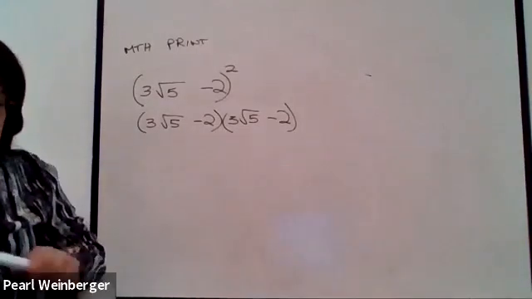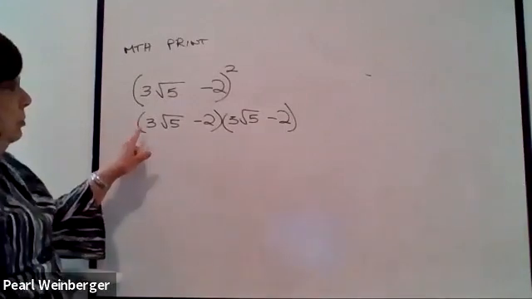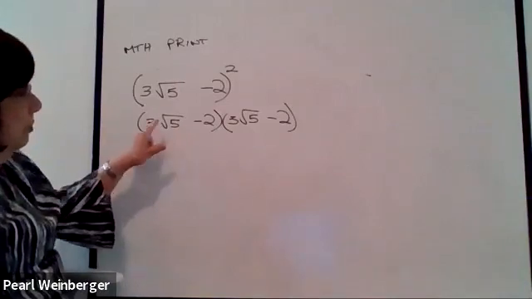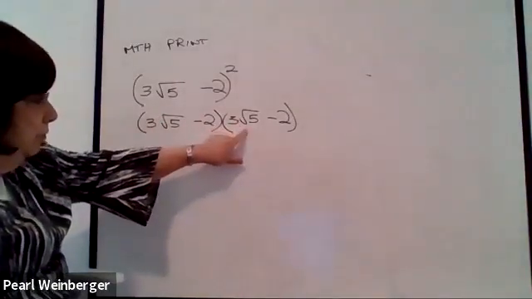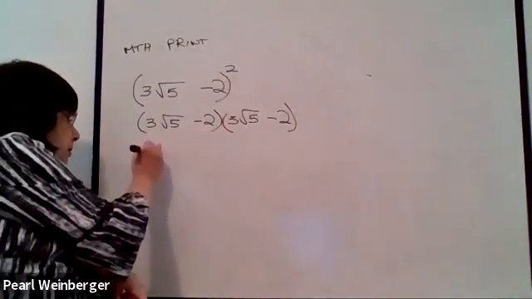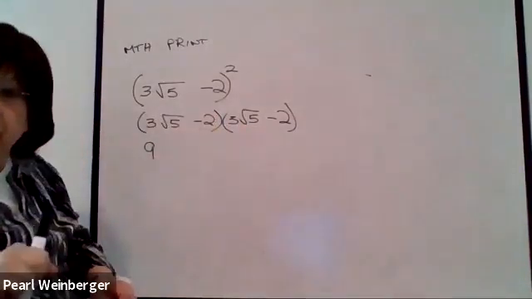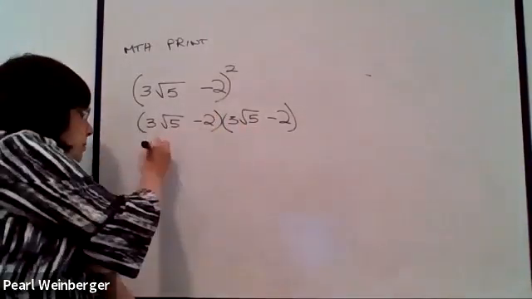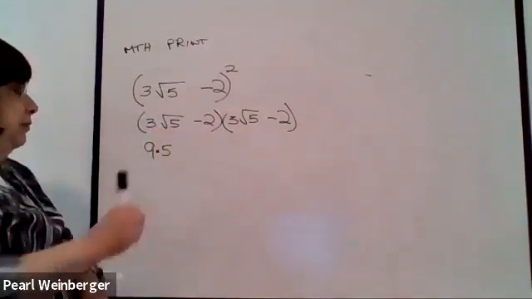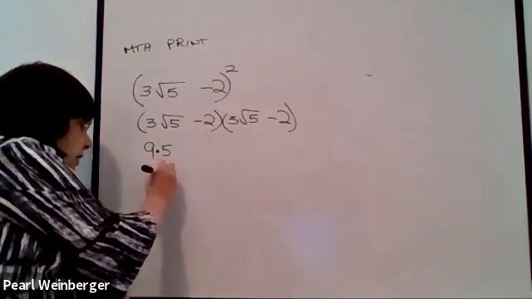Okay, let's see if we can work on this now. Again, we're going to use our FOIL. We'll multiply the 3 radical 5 times the 3 radical 5. So 3 times 3 gives me 9. And radical 5 times radical 5, oh, that's that special case. It just gives me a plain 5 without a radical. And of course, now I can multiply the 9 times the 5, and that gives me 45.